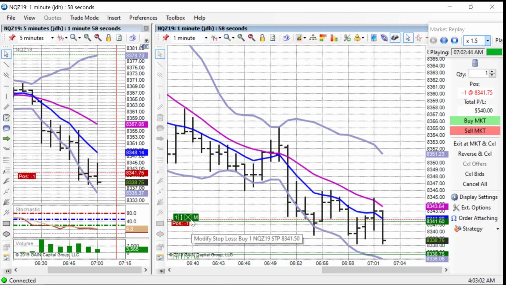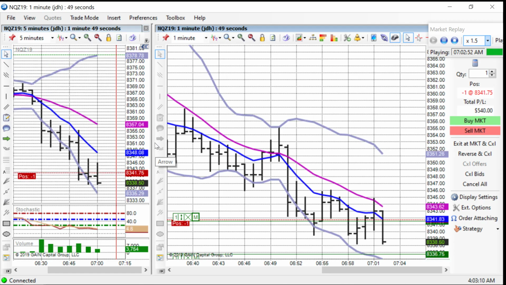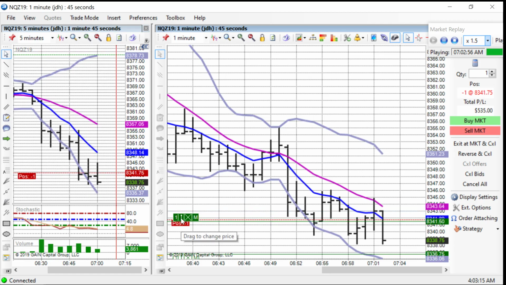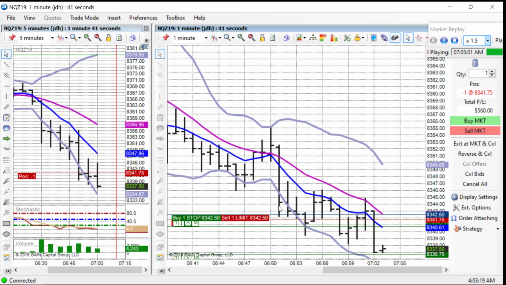See how I'm locking in the profit there? Just barely beyond my entry price. So that's about $5 of profit there. Let's make it 20 points. Okay. Whoa.